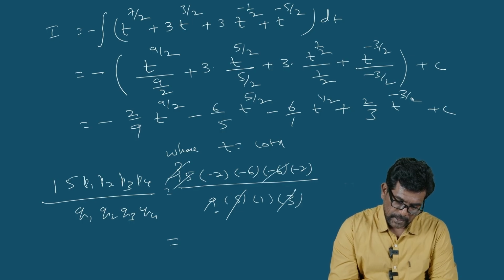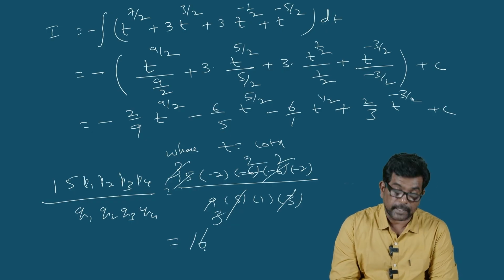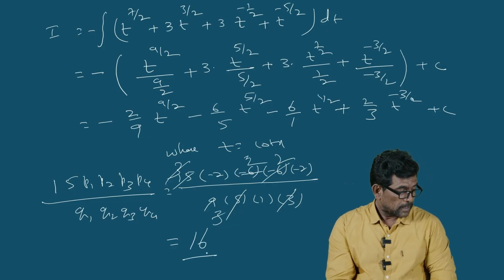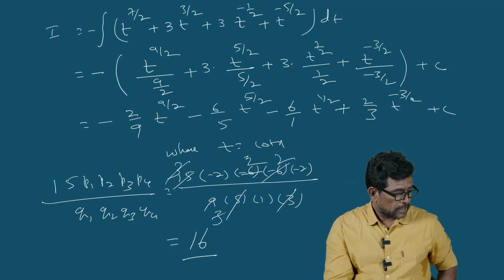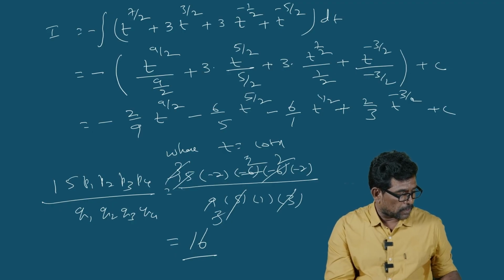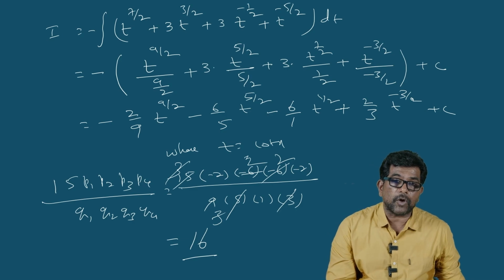Next this is 2 and this is 2. So it is 16. 16 is the answer. That is, for the 10th question, 16. Option B is correct. The second option is correct.